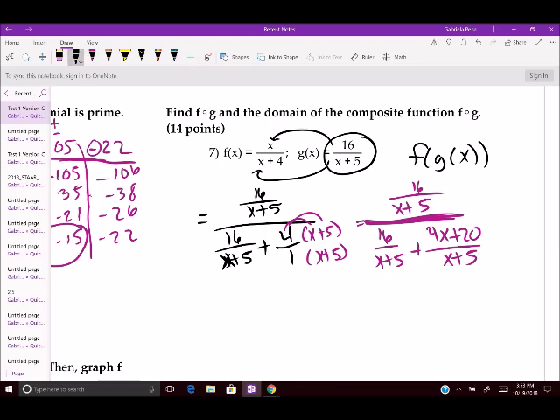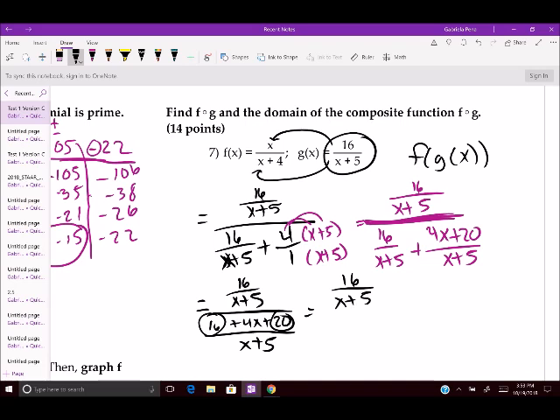I'm going to rewrite it as one single fraction in the bottom. 16 over x plus 5 for the top. We still have to put it. 16 plus 4x plus 20, all of it over x plus 5. Now we can combine these two. So this becomes 16 over x plus 5, over 4x plus 36 over x plus 5.